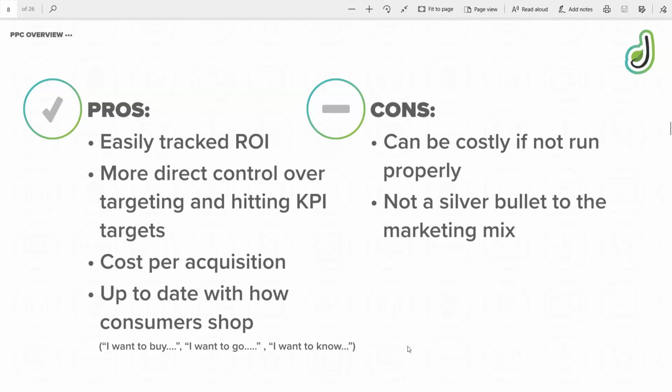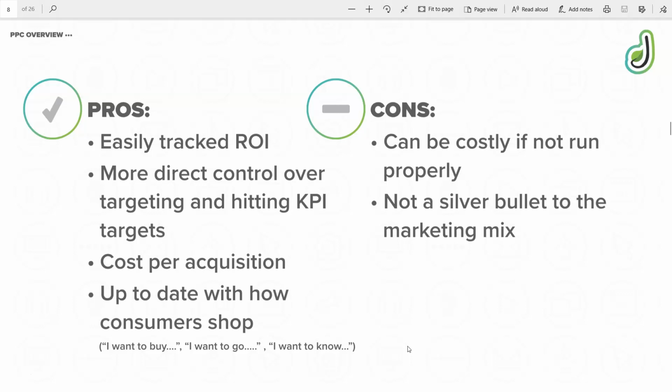And to that point, since so much interaction now happens digitally, this is a massive benefit because you're actually interacting with users and potential consumers in the way that they are trying to find businesses. So this is up to date with how people are behaving now. It's very different than it was 10, 20 years ago, even 5 years ago.